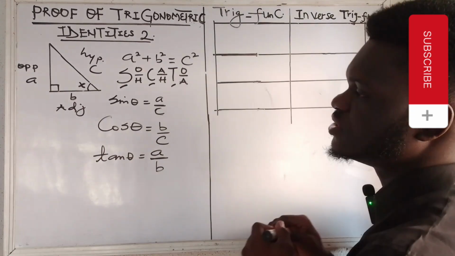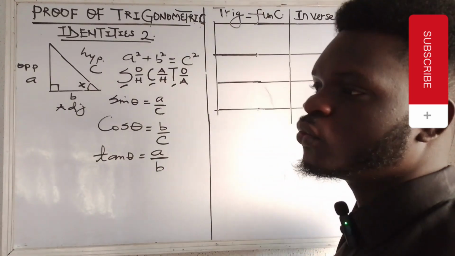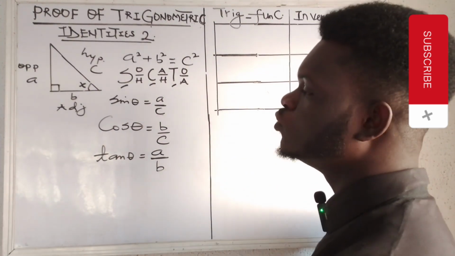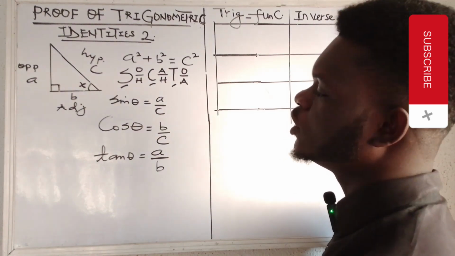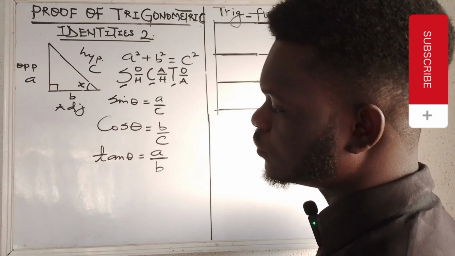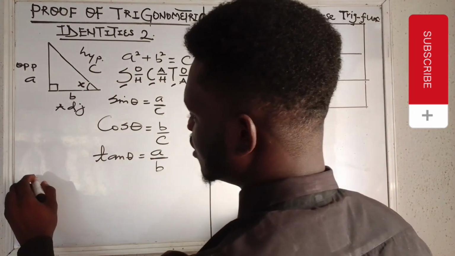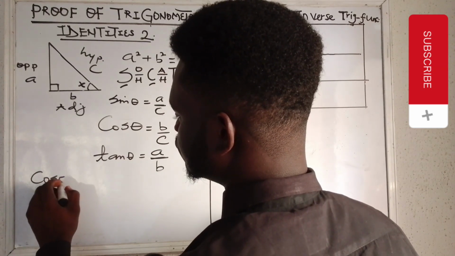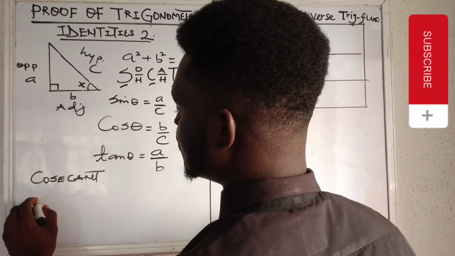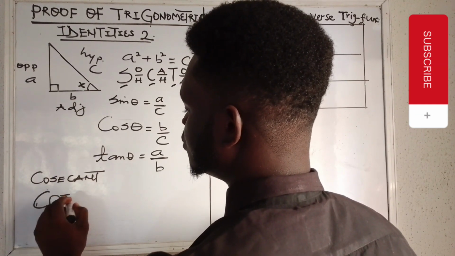Now all these 3 trig functions have their respective inverses. We have cotangent, cosecant, and secant. But the problem many persons have is they don't know who is the inverse of who. So now it's very simple. Just remember this concept. Look at the spelling for cosecant. Cosecant. This is cosecant. Then we have cotangent.